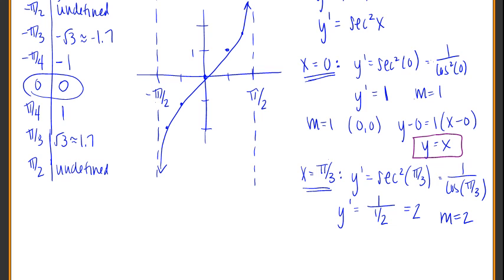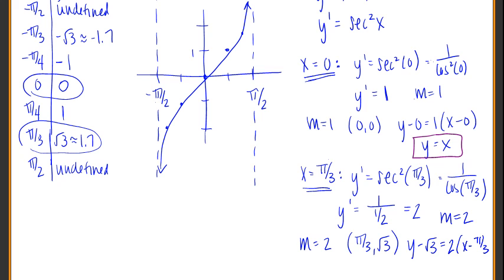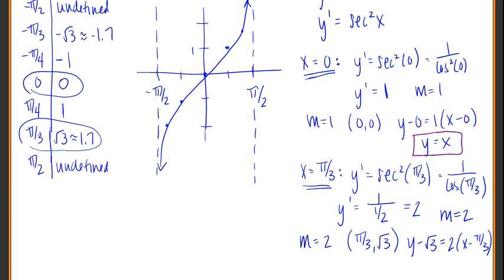And if we go back to our linear stuff that we know, if I have a slope of 2, the point there, going to our chart, is pi over 3, and I guess if we want to write it as the square root of 3, then it's y minus the y value is equal to m times x minus the x value.